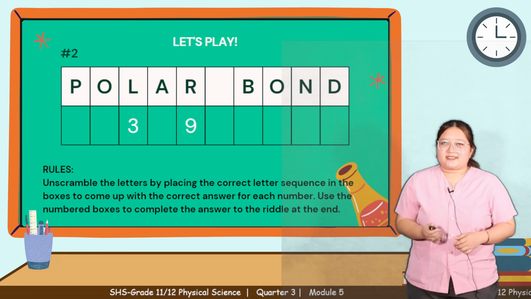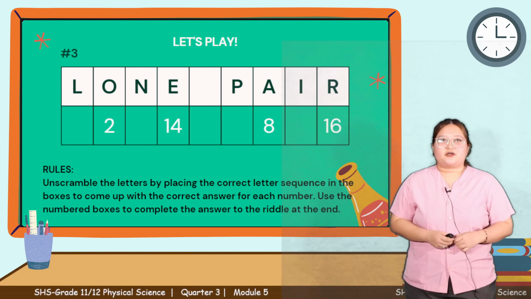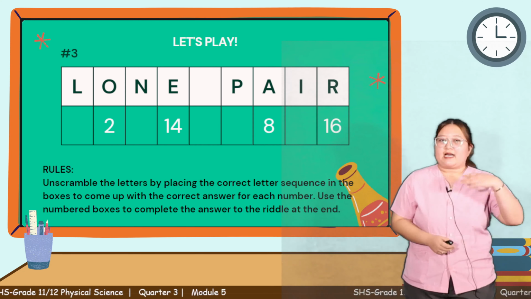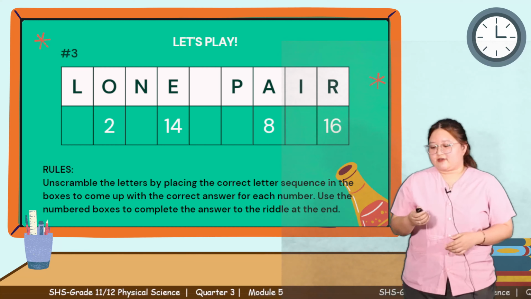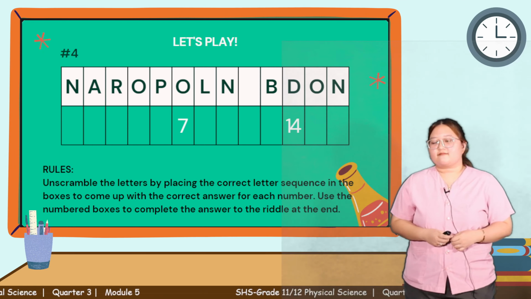Number 3, we have another 2 words. And this is correct. We have lone pair. So what is a lone pair? A lone pair is an electron pair in the outermost shell of an atom that is not shared or bonded together with another atom. Okay, very good. That's a lone pair. And number 4, we have, correct, that is non-polar bond. So in this case, this is a type of chemical bond where 2 atoms share equally a pair of electrons. Okay, next, let's keep going.